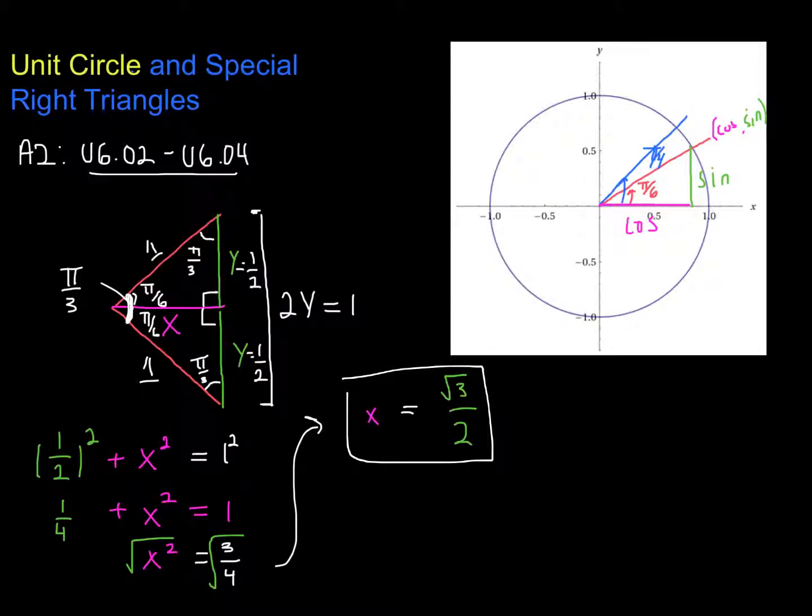Square root of 3 is a little more than 1.7. So if you think about an approximation for this, it's about 1.7 over 2, which of course is a little bit bigger than 1/2, which is the length of y. So when I come back to my unit circle here, I know the cosine, or the x length, is square root of 3 over 2, and the sine is 1/2.